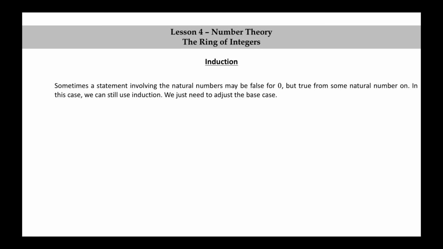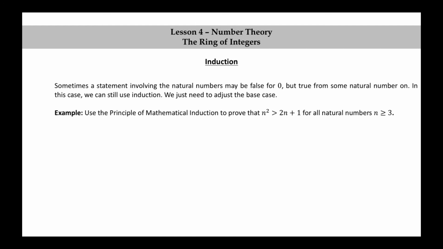Sometimes a statement involving the natural numbers may be false for 0, but true from some natural number on. In this case, we can still use induction. We just need to adjust the base case. Let's look at an example of this. Use the principle of mathematical induction to prove that n squared is greater than 2n plus 1 for all natural numbers n greater than or equal to 3.